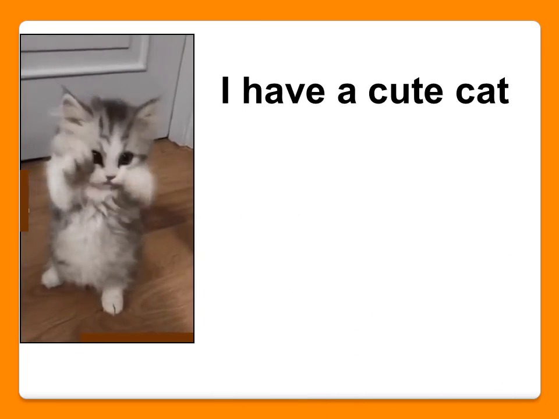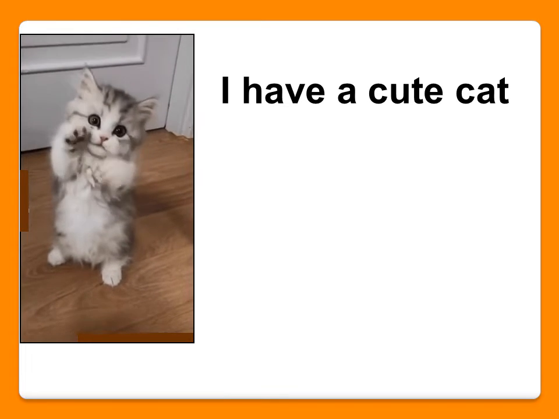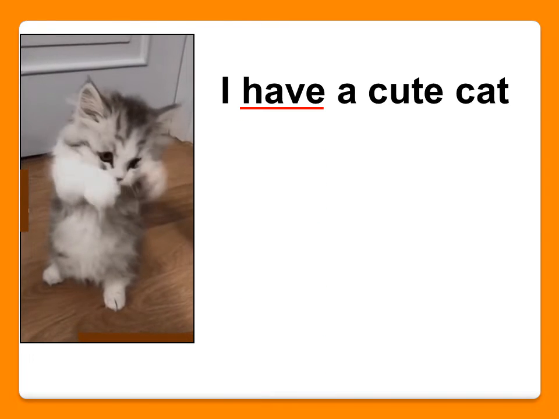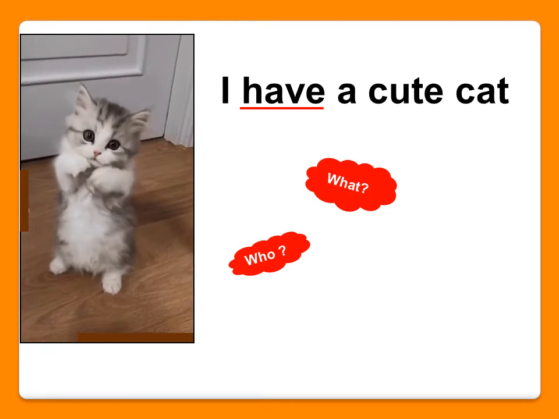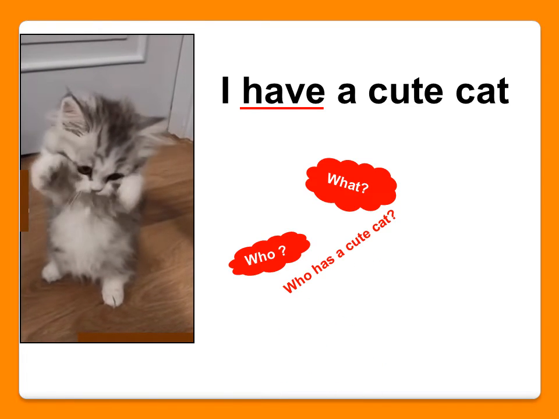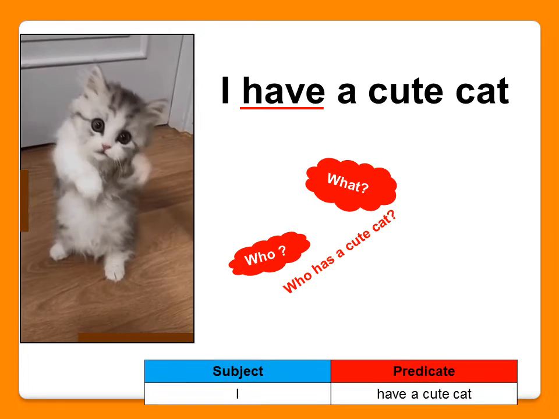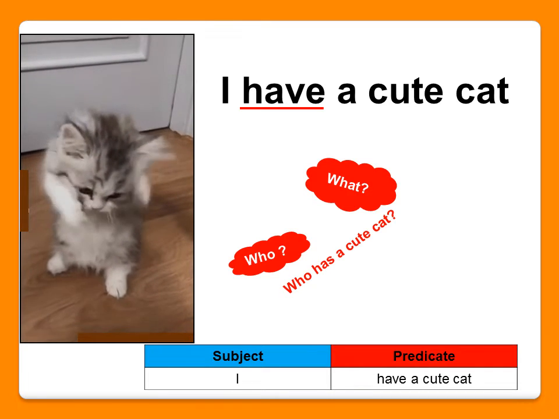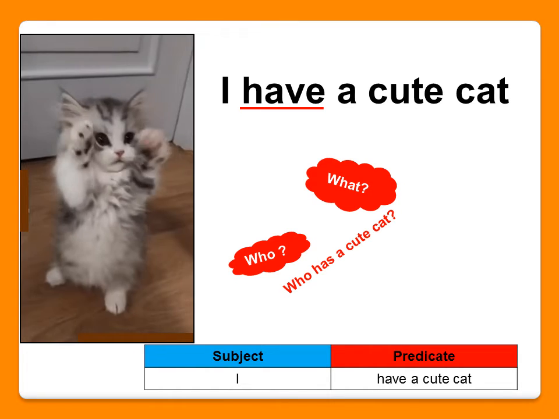Let us see one more example. The example says, I have a cute cat. So first we will underline the verb. Here the verb is have. Next we will ask a question which will start with who or what. So the question is, who has a cute cat? And the answer is I. So I is subject here and have a cute cat, the entire part becomes our predicate.